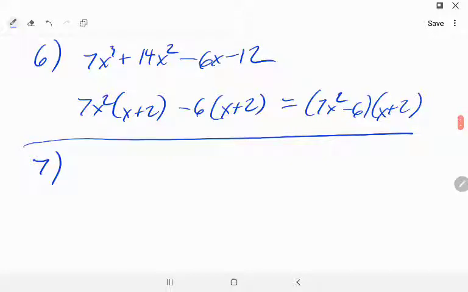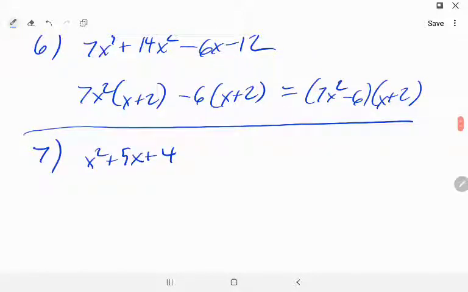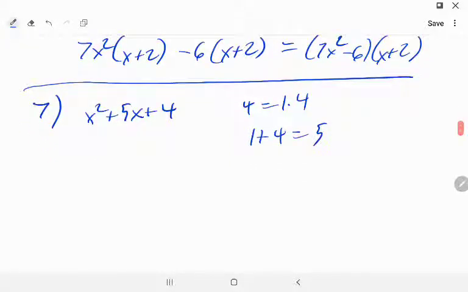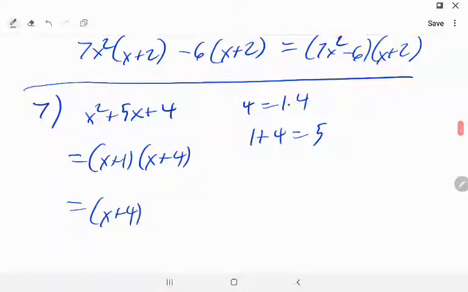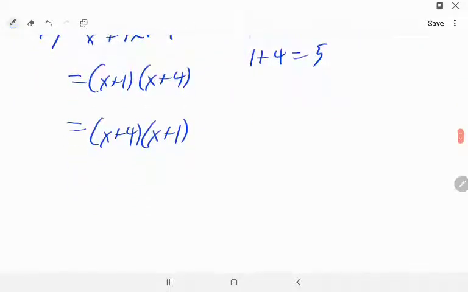Number 7, we're looking at factoring trinomials. If we have x squared plus 5x plus 4, we notice that we can factor 4 equals 1 times 4, and 1 plus 4 equals 5, so that's an easy one. We're going to get the quantity x plus 1 times the quantity x plus 4. And remember, the order doesn't matter. If we'd written that as the quantity x plus 4 times the quantity x plus 1, that's still correct.